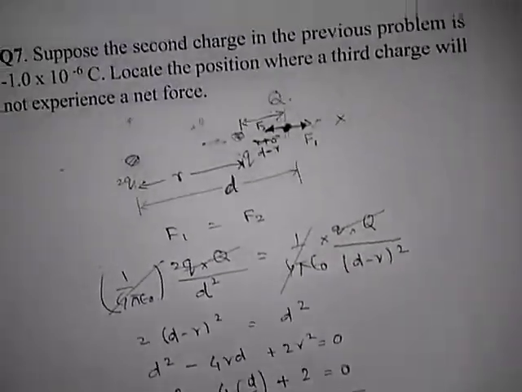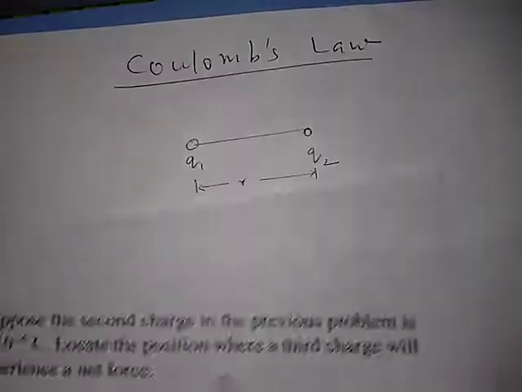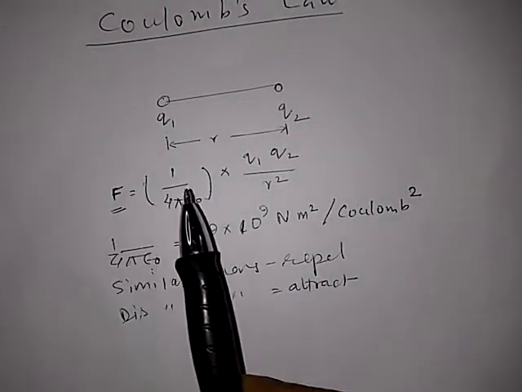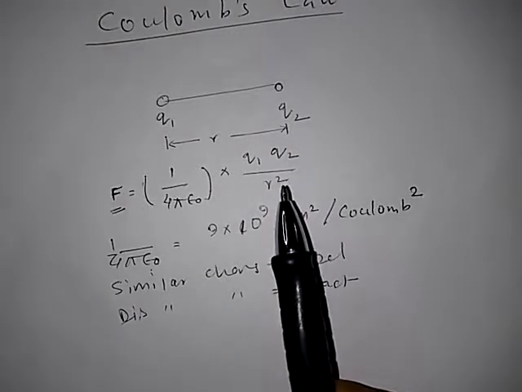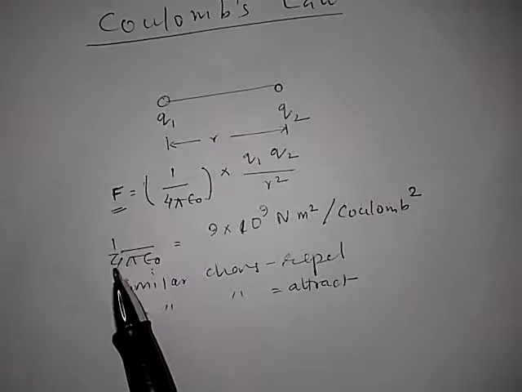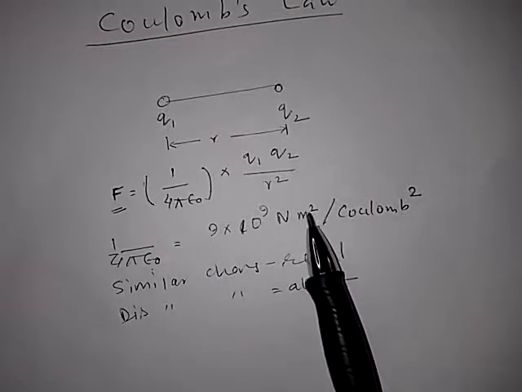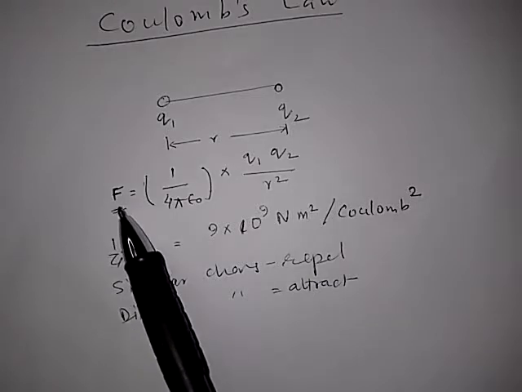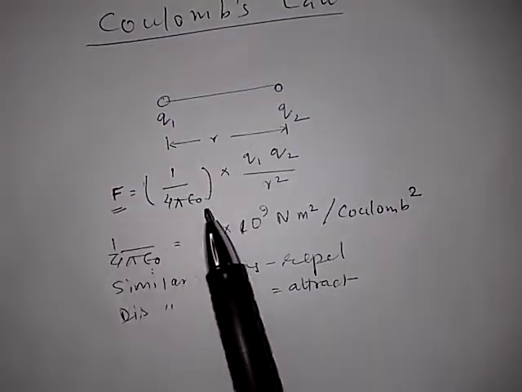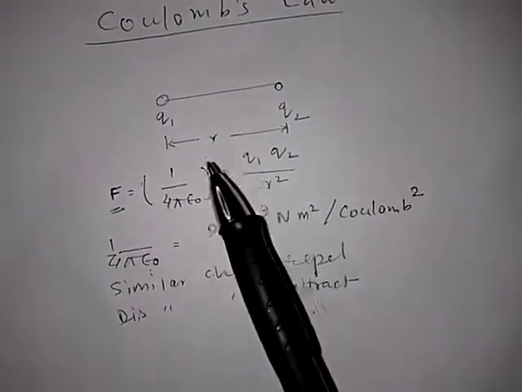So these are the simpler problems of Coulomb's law. To recap, we need to remember this formula: force is equal to 1 upon 4 pi epsilon 0 Q1 Q2 divided by r square. And then you need to remember that 1 upon 4 pi epsilon 0 is 9 into 10 to the power 9 Newton meter square per coulomb square. Force is a vector quantity, so this is only reflecting the magnitude of the force. You need to always remember that force is a vector quantity.